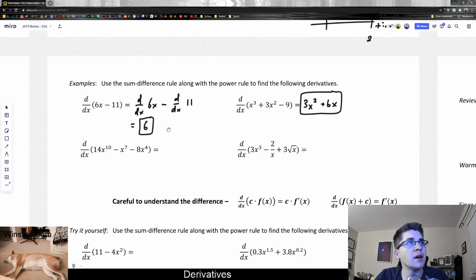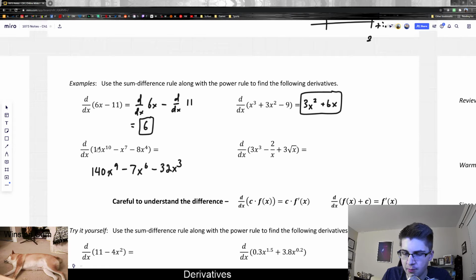Let's do a few more. We'll go ahead and finish the examples here from the packet, and I'll leave the try it yourselves for you to work on your own. But the derivative of 14x to the 10th, remember that the power will drop, and I need to subtract 1. So that would give me 140x to the 9th. Then with x to the 7th, the power will drop and subtract 1, so that would be minus 7x to the 6th. And with 8x to the 4th, 4 times 8 will be 32x cubed.